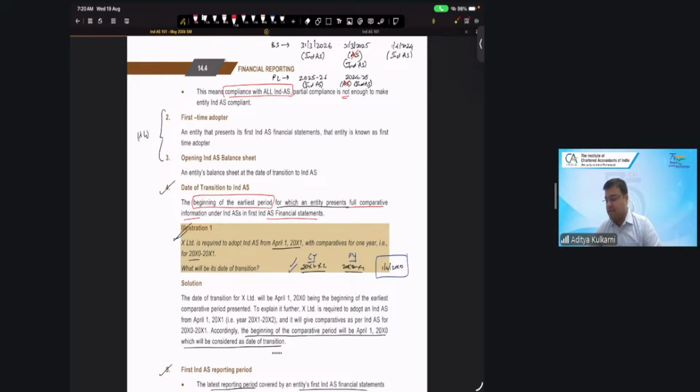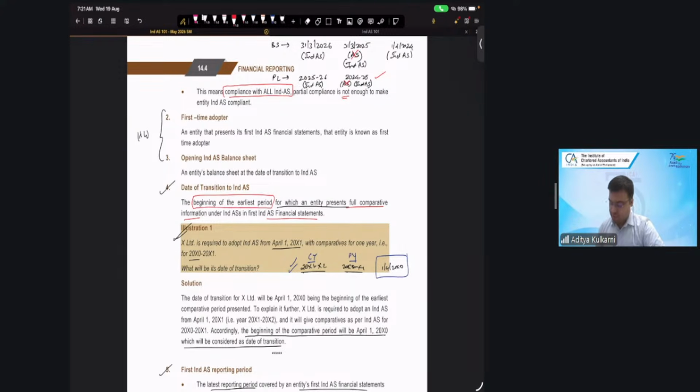If 25-26 has to follow Ind AS, then naturally it means 24-25 also has to be Ind AS. So therefore, you will restate the P&L. Similarly, your balance sheet 31st March 26 in Ind AS, and the comparative 31st March 25, which was in AS, will now be prepared in Ind AS, a restatement. And you will do a restatement of all these adjustments. You will take it to your retained earnings generally. So you will have a 1st April 2024 balance sheet also in Ind AS.